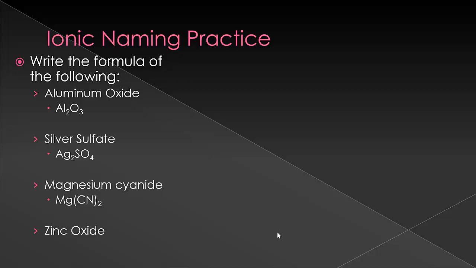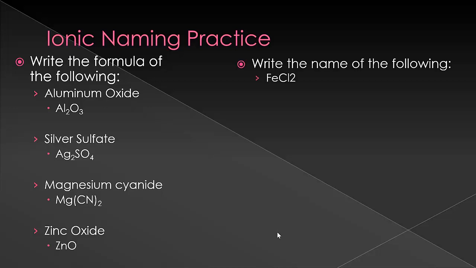And then the last one, zinc oxide. Zinc has a charge of +2, oxygen has a charge of -2, so they balance each other out, yielding ZnO. Now let's do it in the reverse. So we're going to write the name of FeCl2, and then we're also going to do FeCl3, so we can see the differences between them.